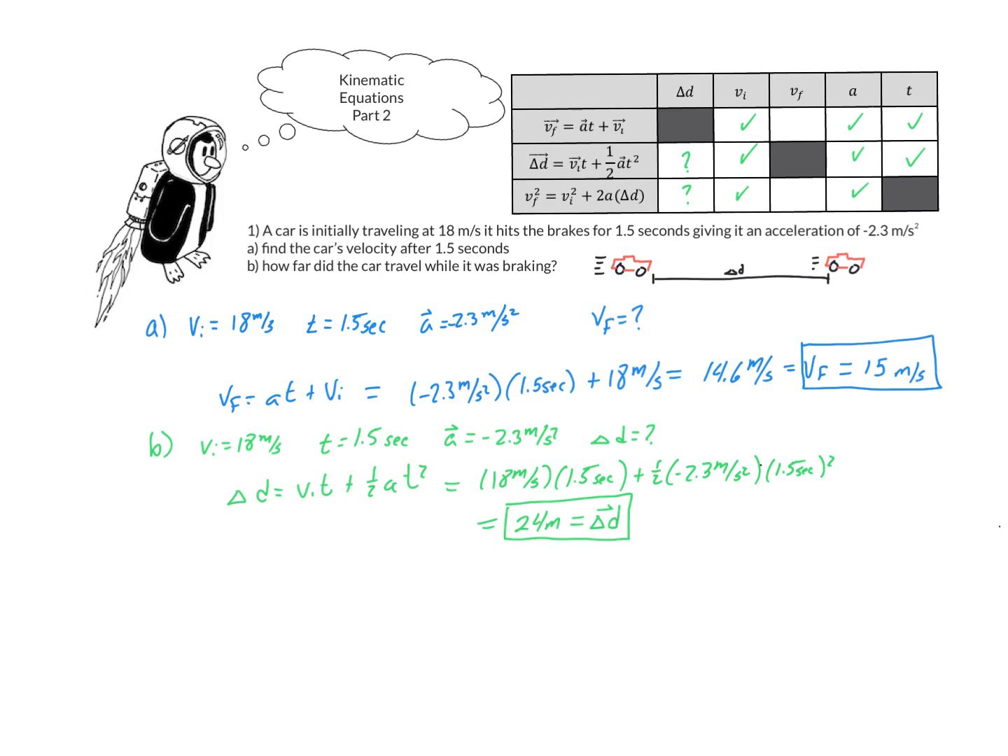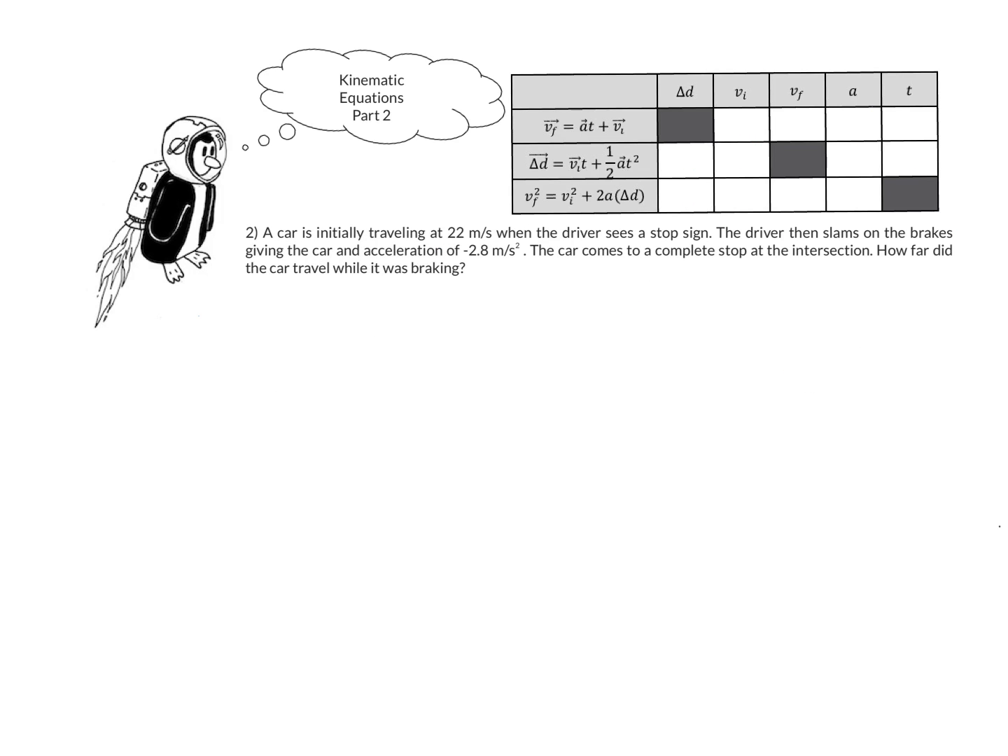Let's do another example to show how to choose which equation. Here we have a second problem. A car initially traveling at 22 meters per second when the driver sees a stop sign. The driver then slams on his brakes, giving the car an acceleration of negative 2.8 meters per second squared. If the car comes to a complete stop at the intersection, how far did it travel while it was braking?